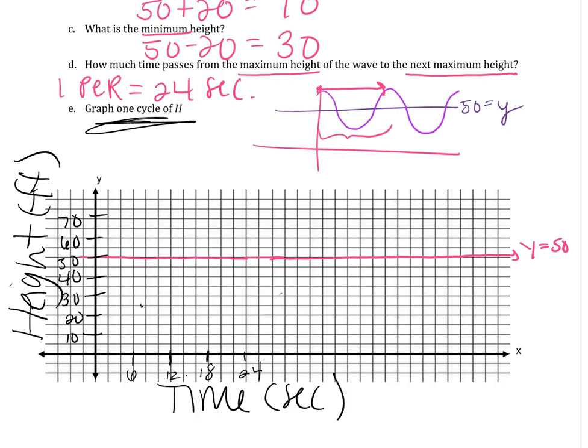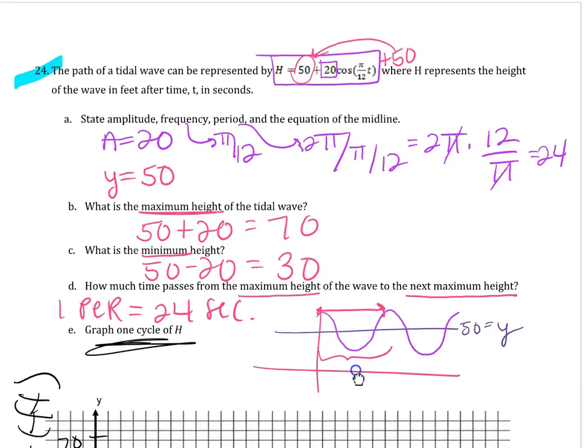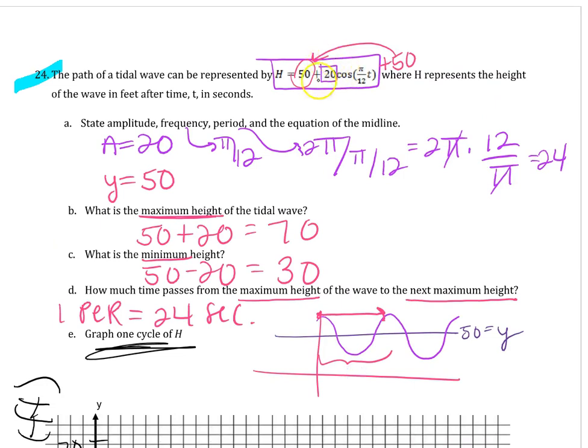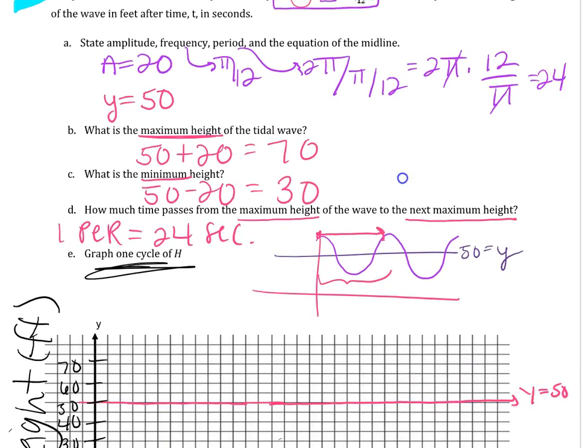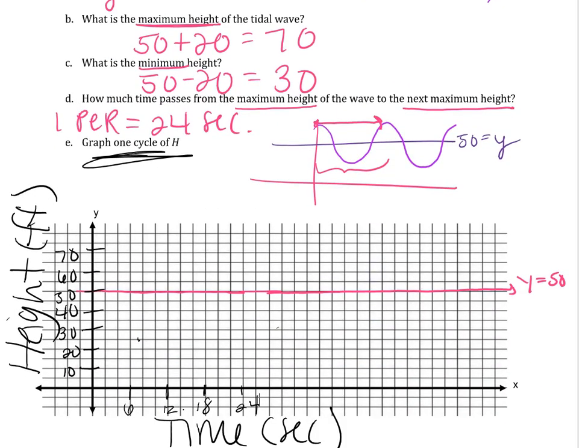Okay? Now, cosine normally starts above the midline. There is no reflection here, so that means we're going to start above the midline by 20 feet. So 50 plus 20 is 70. After 24 seconds, which is 1 period, you would expect to be back up at that maximum point.